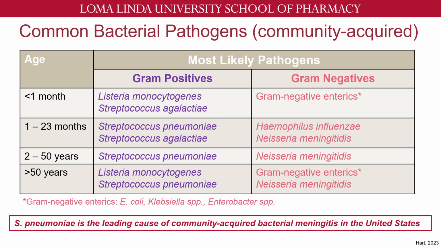Always important to know that Strep pneumoniae is by far the leading cause of community-acquired bacterial meningitis in the United States. Again, community-acquired, so not our more complicated patients with those CNS devices.